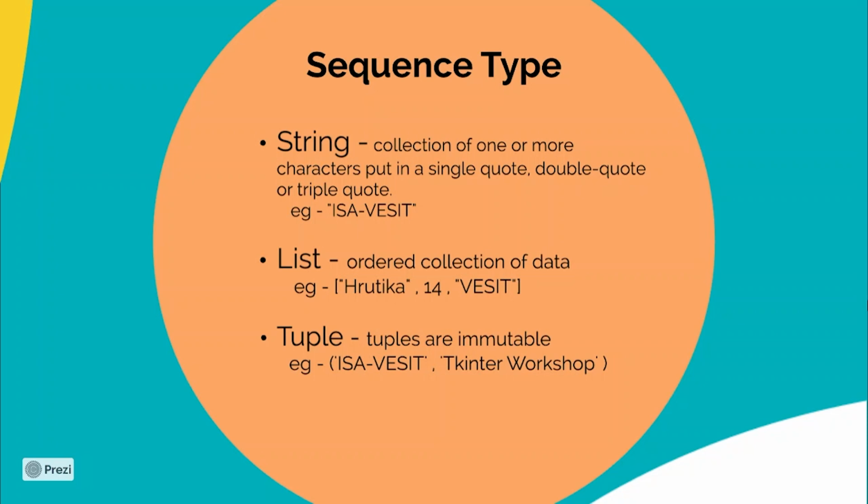Coming to tuple. Now just like list, tuple is also an ordered collection of Python objects. The only difference between tuple and list is tuples are immutable. That is, tuples cannot be modified after it is created and it is represented by tuple class. So example we can see ISA-VESIT.